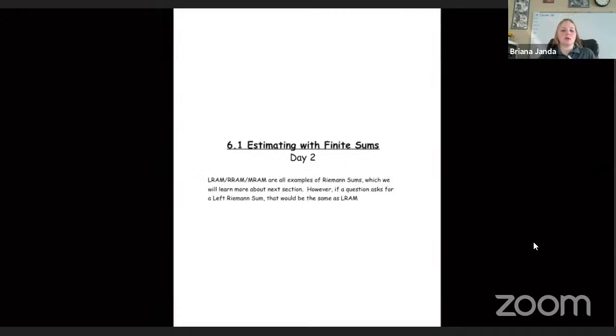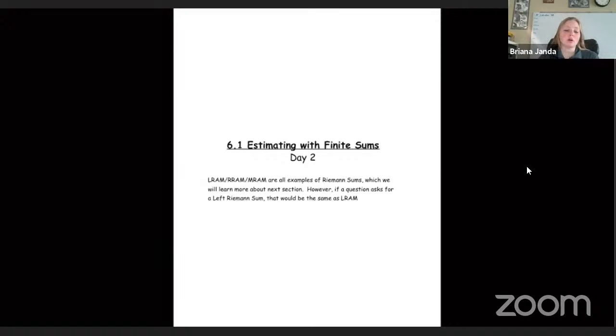We are continuing on with the same idea that we started with on Monday, and that is that we are estimating the area under a velocity curve. So given a rate of change, the area under that will tell us the total distance or total change of the original function over a given interval.